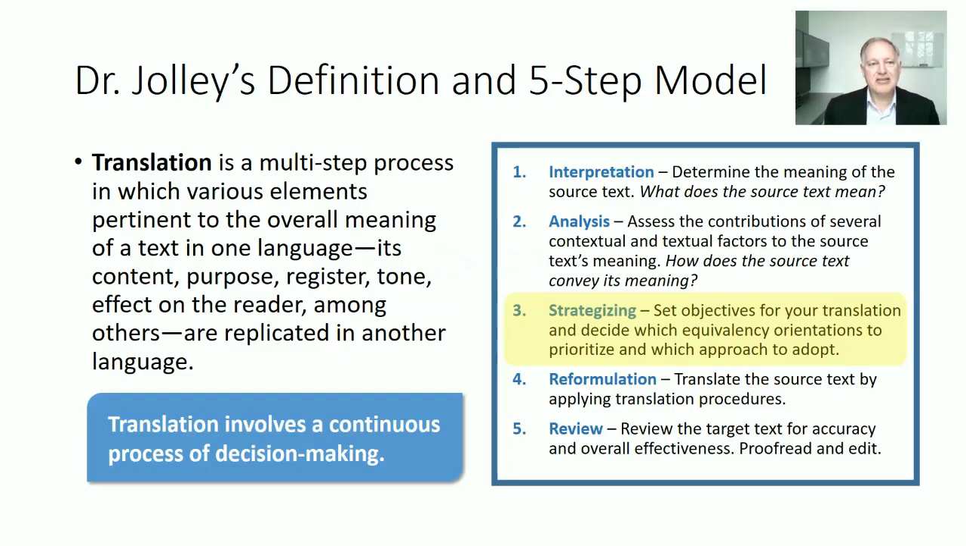So let's continue. I just covered this. It's step 3 in our 5-step model. After we interpret the source text, we analyze those factors that are contributing to its meaning. Then we spend some time thinking about, okay, if this translation is going to be effective, what types of equivalency or correspondence am I going to prioritize? And which translation approach is probably going to be the best? So that's where it fits in our 5-step model.